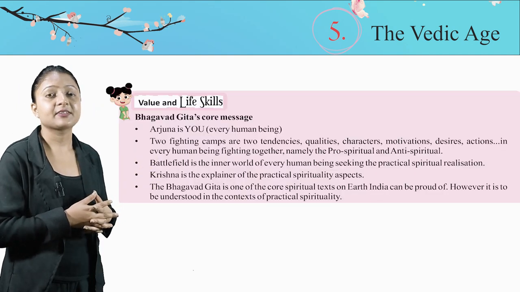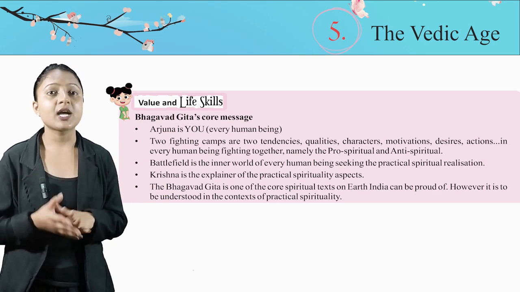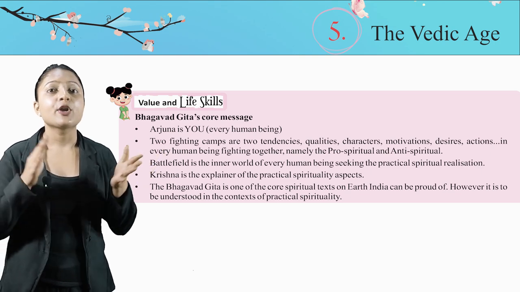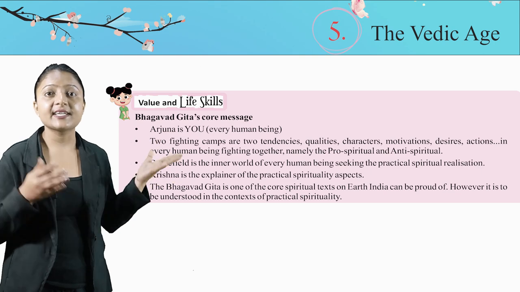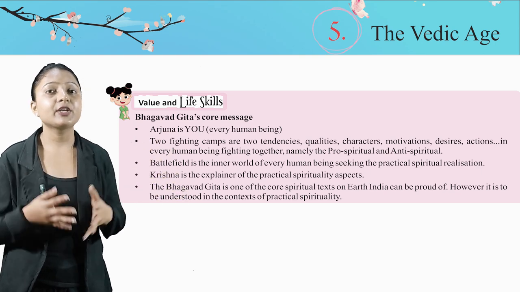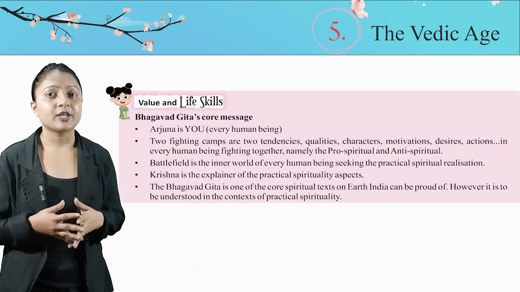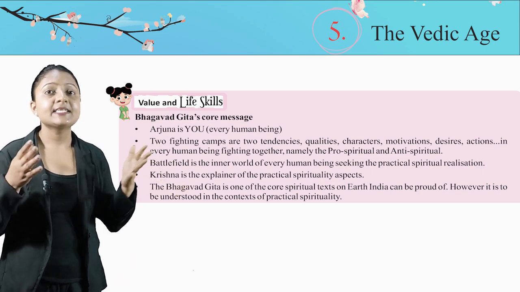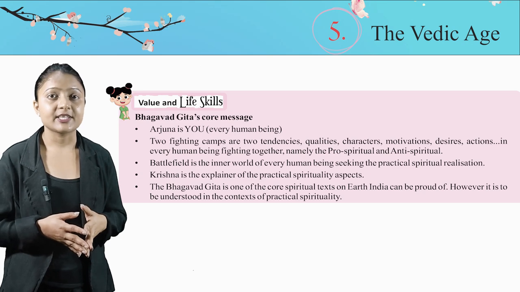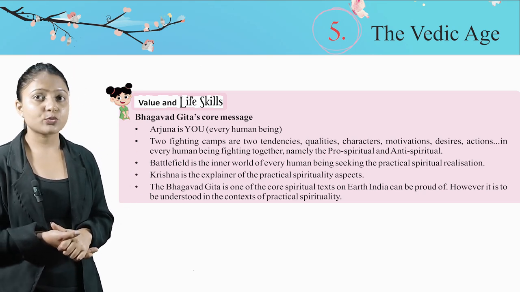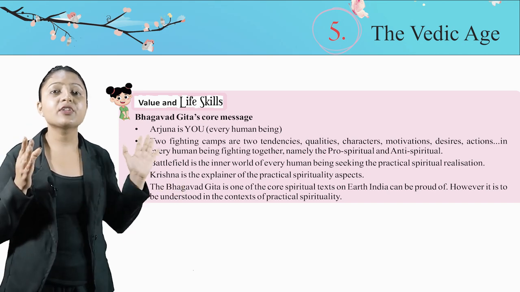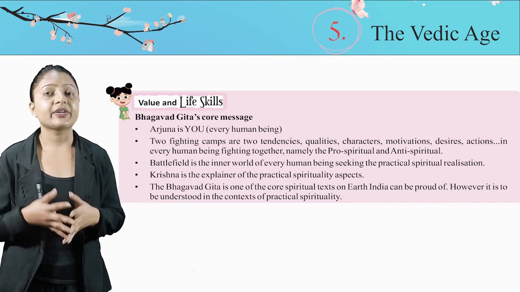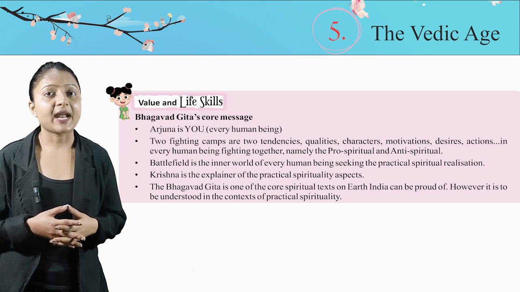Value and life skills. The Bhagavad Gita's core message: Arjuna is you, every human being. The two fighting camps are two tendencies, qualities, characters, motivations, desires and actions in every human being, fighting together, named the pro-spiritual and anti-spiritual. The battlefield is the inner world of every human being seeking practical spiritual realization. Krishna is the explainer of the practical spirituality aspect. The Bhagavad Gita is one of the core spiritual texts on earth that India can be proud of. However, it is to be understood in the context of practical spirituality.